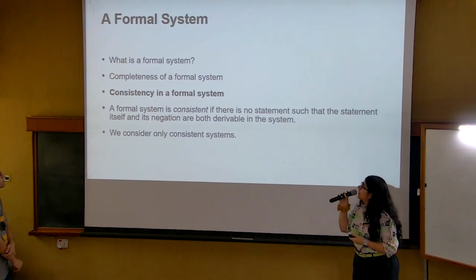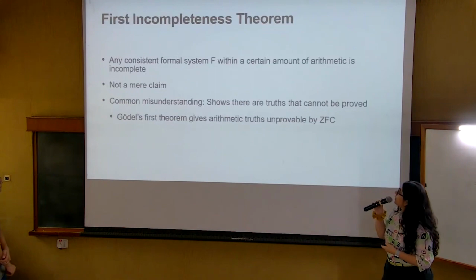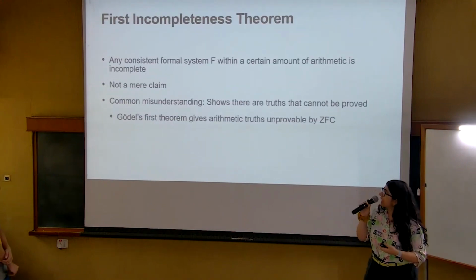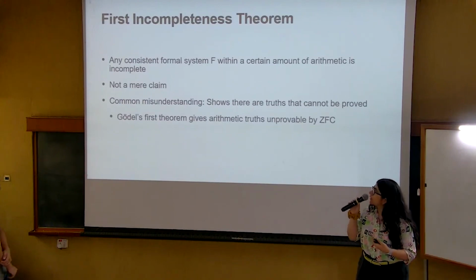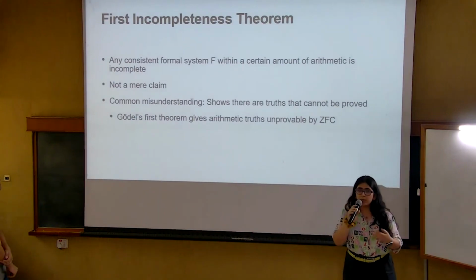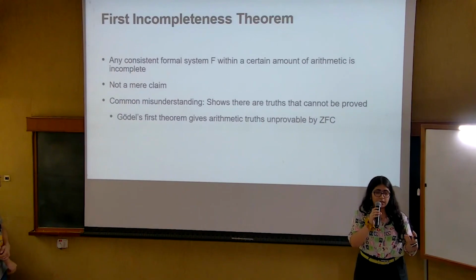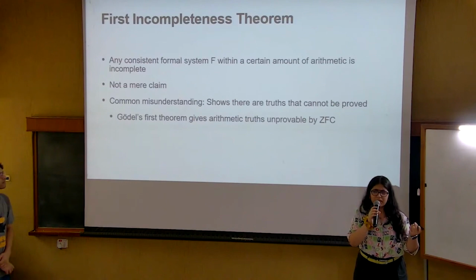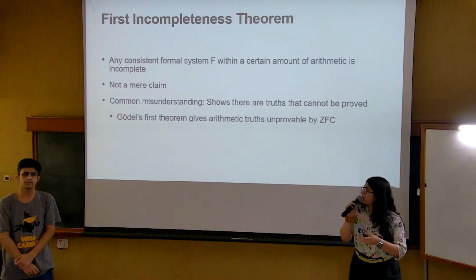When we are considering Gödel's first theorem, we consider consistent systems. The statement of the first incompleteness theorem is that any consistent formal system F containing a certain amount of arithmetic is incomplete. Now, when Gödel made this statement, it was not merely a claim. It was backed by methods of provability, which showed there was a relatively simple statement of number theory for which this actually holds.